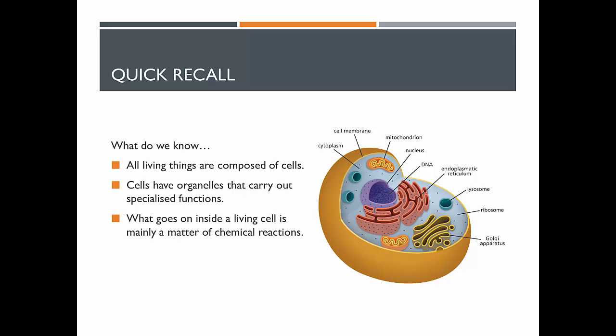Alrighty, so we need a quick recall. So what do we learn in Year 11 and Junior Biology? Firstly, we know that all living things are composed of cells. Cells have organelles that carry out specialized functions, and you can see them over here. But what goes on inside a living cell is mainly a matter of chemical reactions, and it's those chemical reactions that need to occur in order for life to occur.